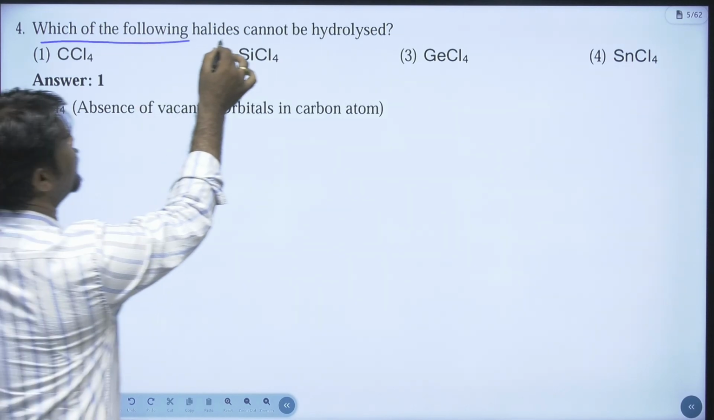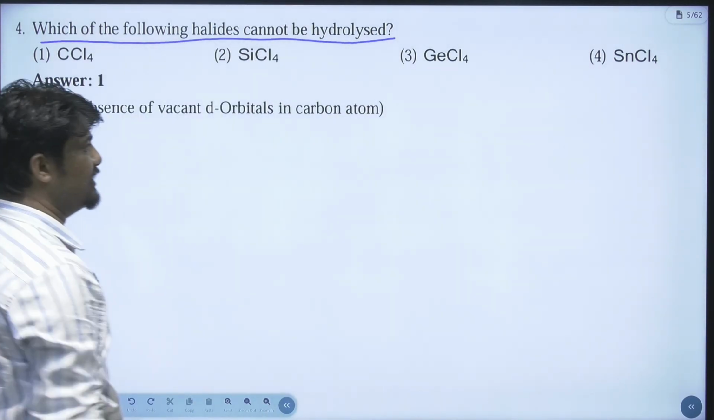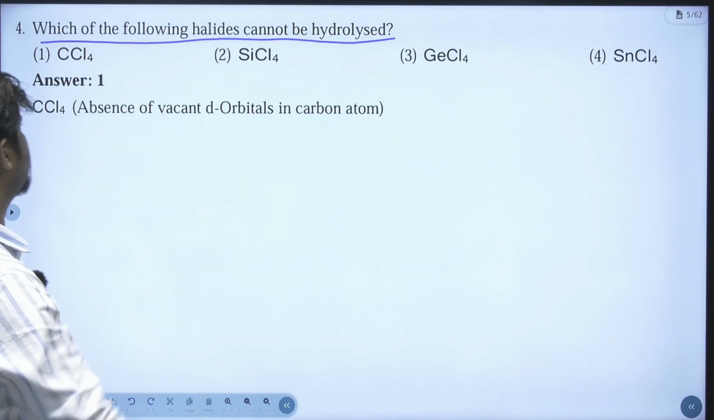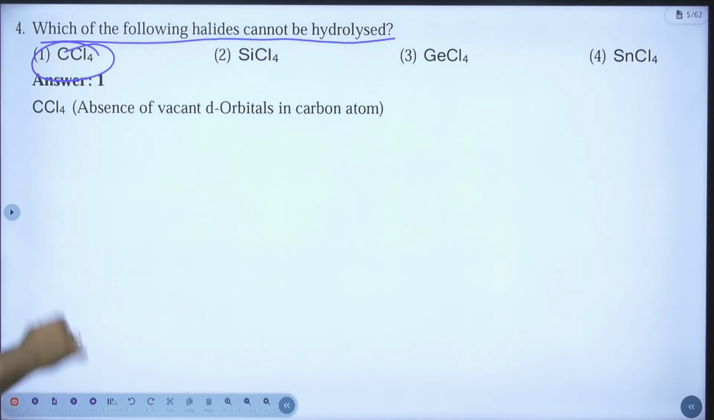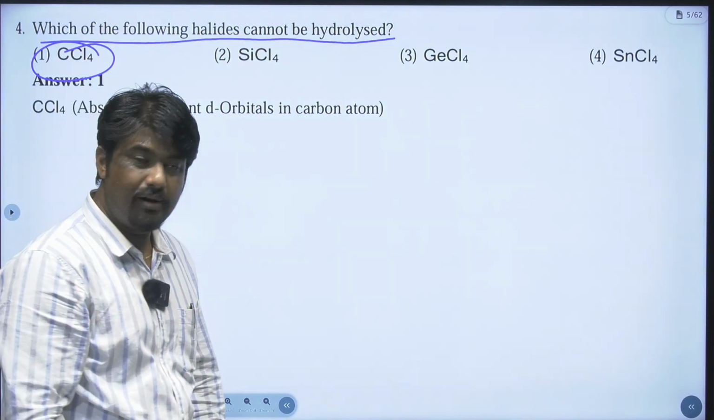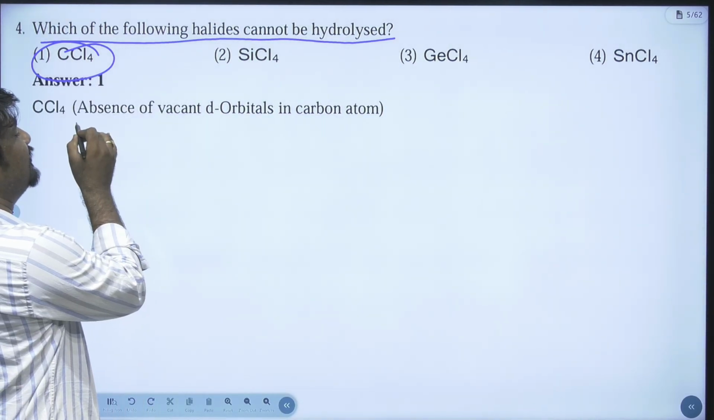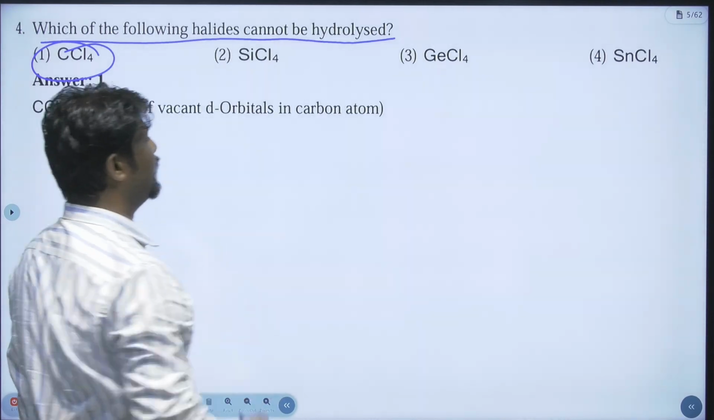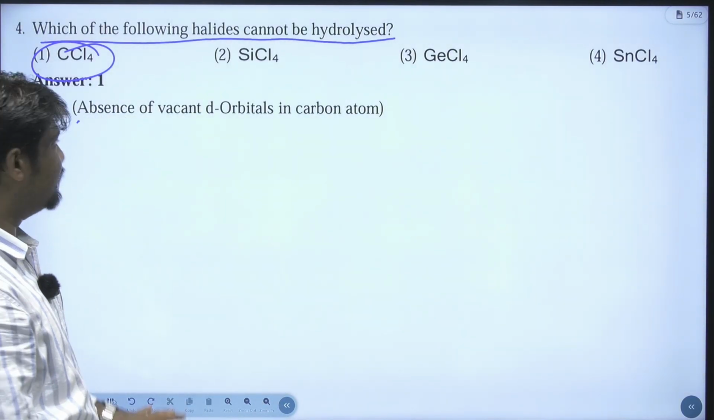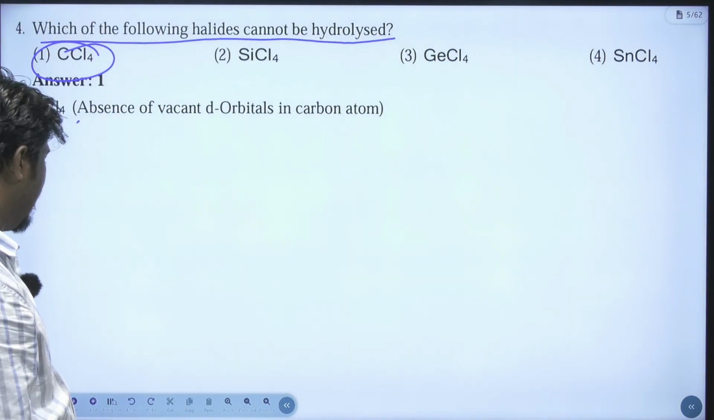Which of the following halides cannot be hydrolyzed? Here among the 4 options, CCl4 cannot be hydrolyzed because CCl4 has an absence of vacant d orbital in the carbon atom. That is the reason why CCl4 cannot be hydrolyzed.